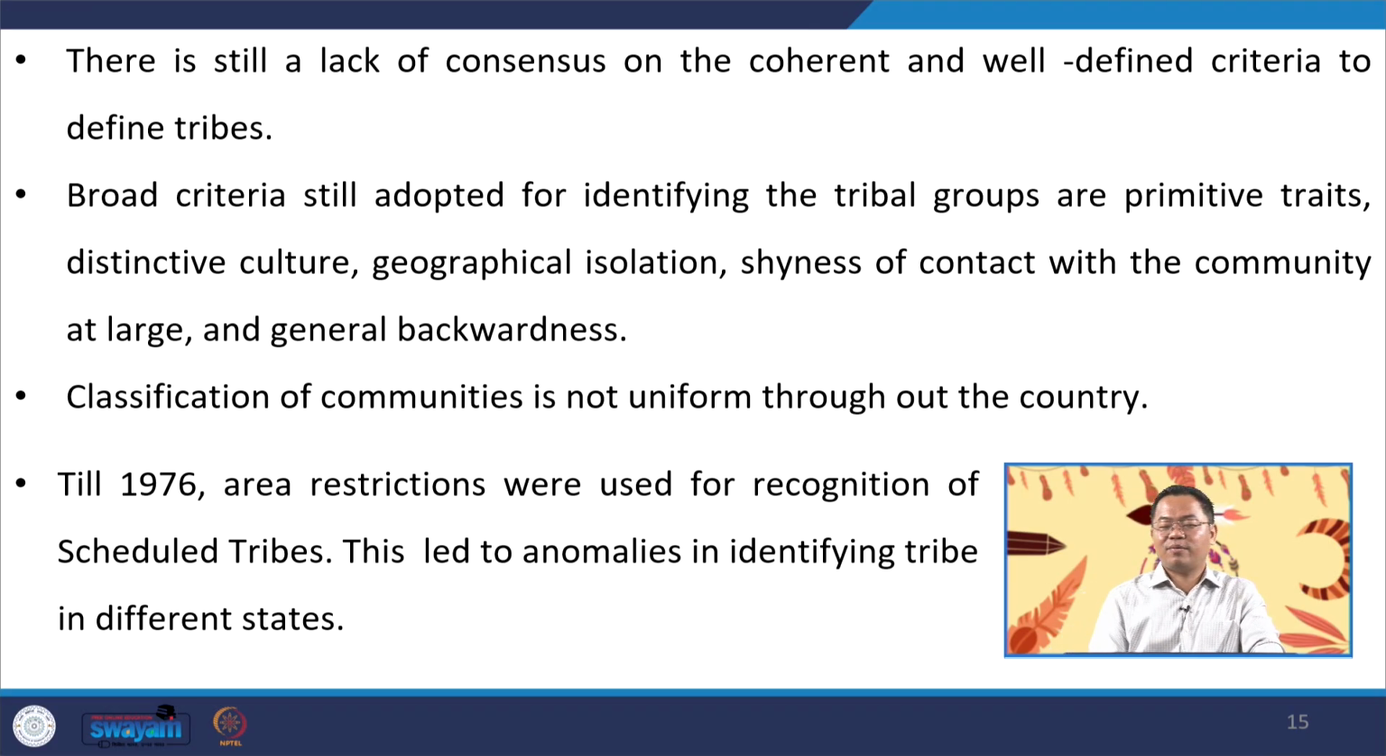Broadly, the criteria that we adopted till today and which we rely on till today are the 5 criteria that I just read out. That is the primitive traits, distinctive culture, geographical isolation, shyness of contact with the community at large, and general backwardness. However, classification of communities as a scheduled tribe is not uniform throughout the country. What this means is that some community may be a scheduled tribe in Tamil Nadu, the same community may not be a scheduled tribe in Karnataka. Some community may be recognized as a scheduled tribe in Mizoram, whereas they may not be recognized as a scheduled tribe in Meghalaya.